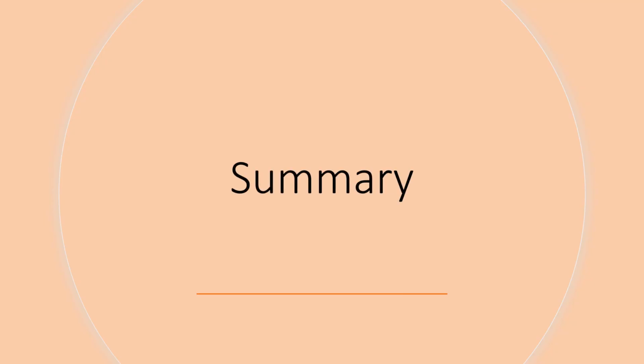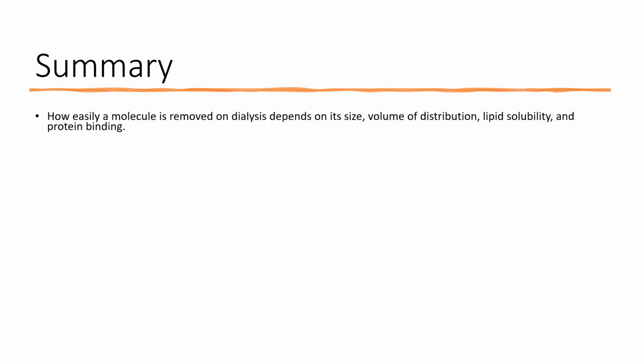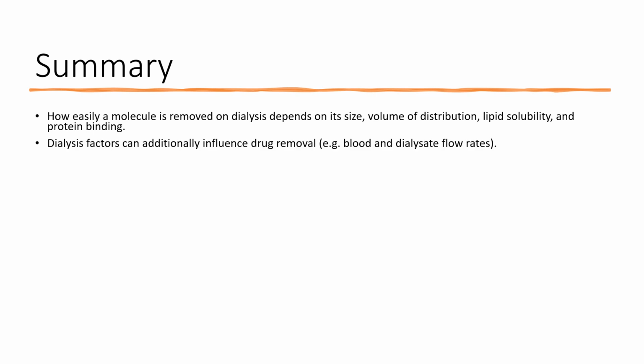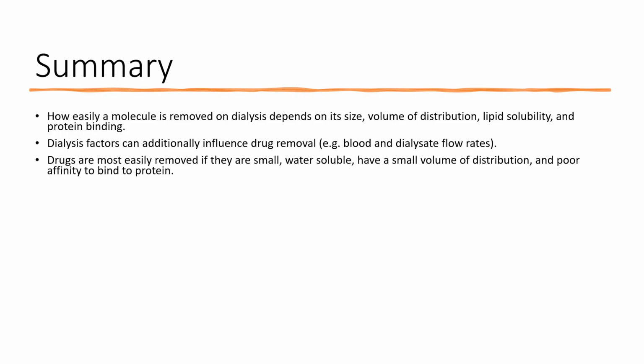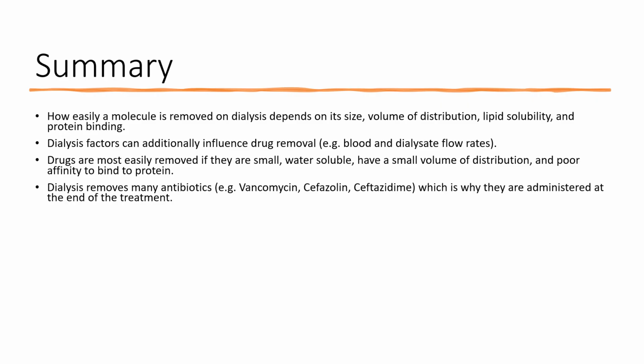Alrighty, time to summarize what we've learned today. First, how easily a molecule is removed on dialysis depends on its size, volume of distribution, lipid solubility, and protein binding. Dialysis factors can additionally influence drug removal, say the type of filter that's used or the blood and dialysate flow rates. Drugs are most easily removed if they are small and water soluble and have a small volume of distribution and poor affinity to bind to proteins in the blood.